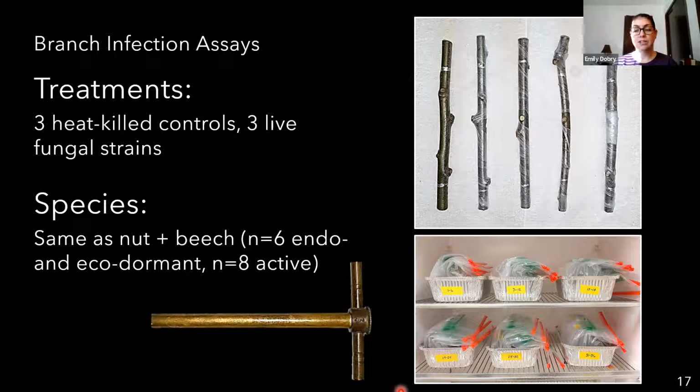Each branch was packaged individually into a zip top bag, and we stored those at 25°C for a period of 1 month. This was completed only once for each of those tissue stages. And we had 6 replicates of each of the treatments per species for both of the dormancy stages and 8 replicates for the active growth.